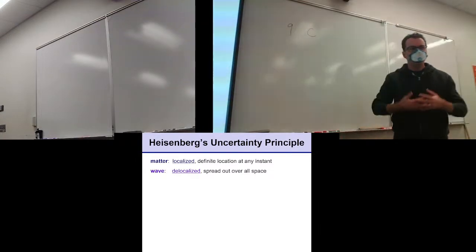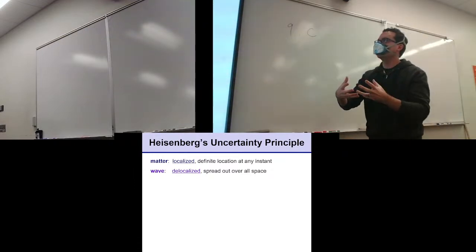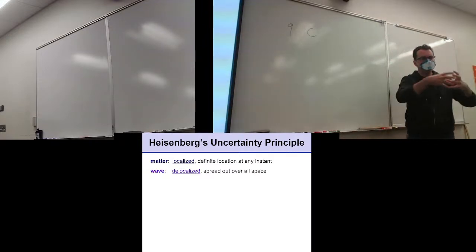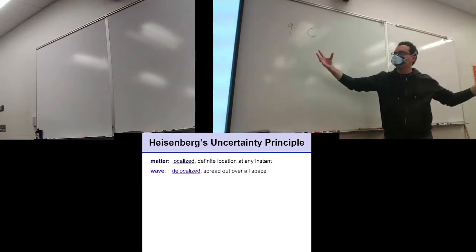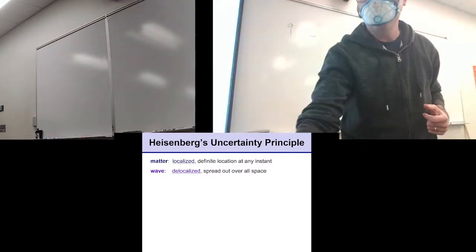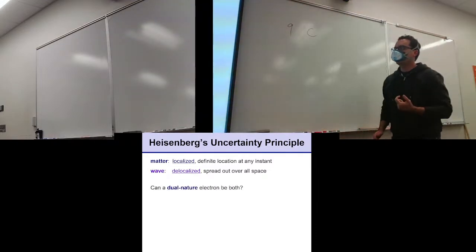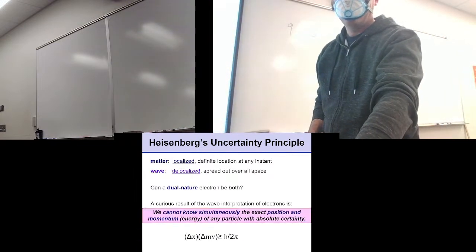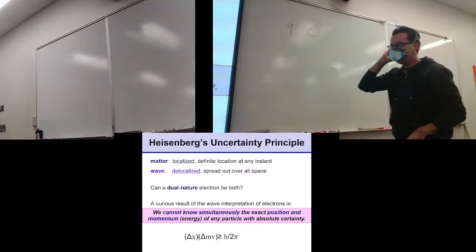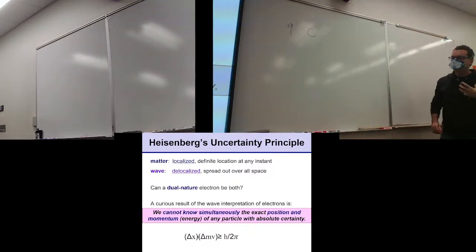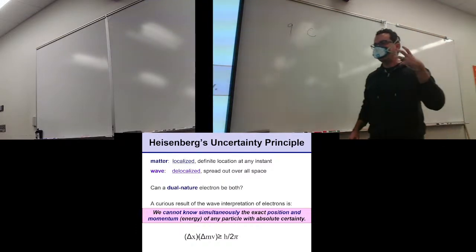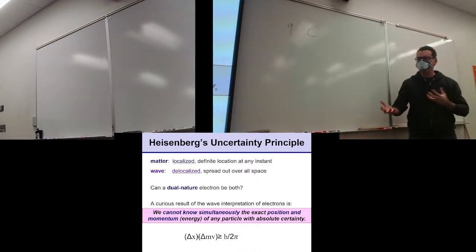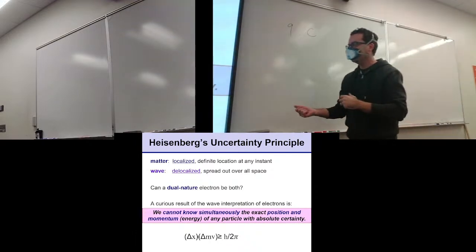With matter, your particle is localized, right? You know where it is. But if you have a wave, you can't define the wave as being here. It's delocalized. So as a consequence, when you're talking about an electron that has characteristics of both matter and a wave, Heisenberg came up with this equation that set a limit on the understanding of the electron as a particle or a wave.